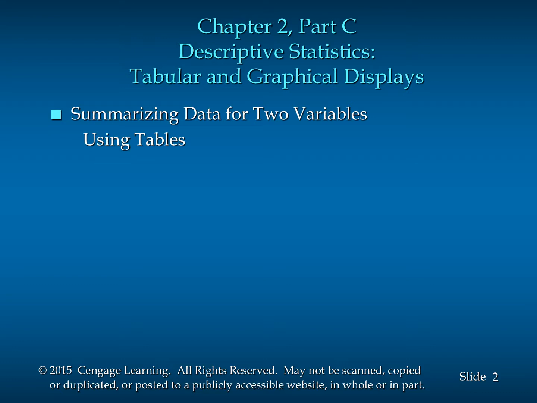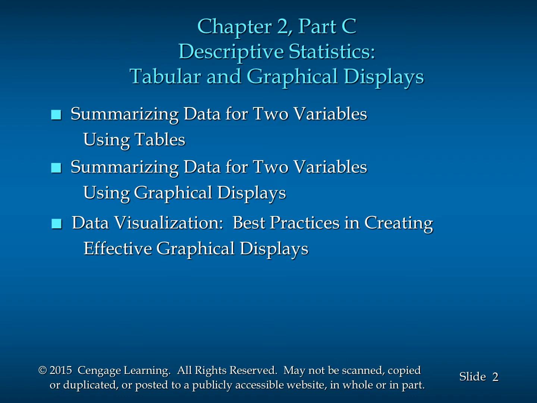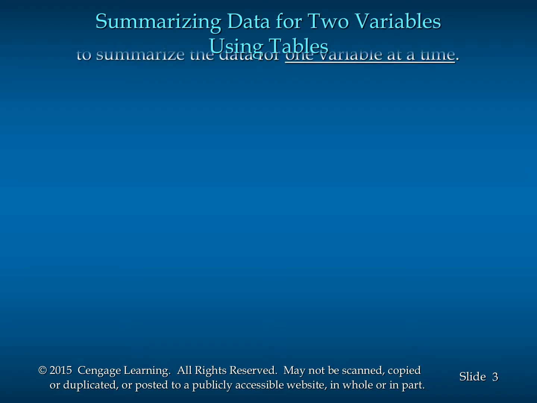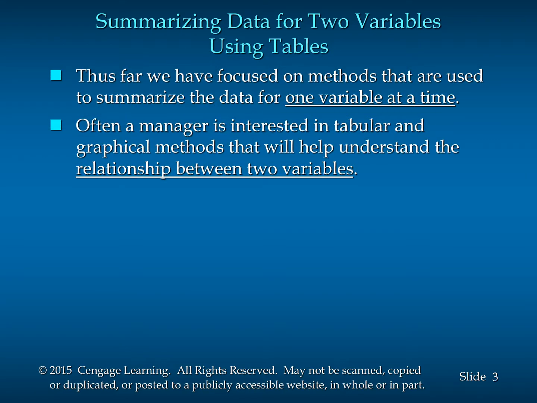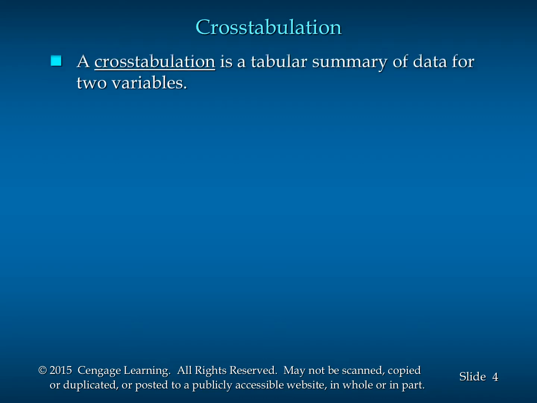In this last portion of our descriptive statistics study, we'll look at data for two variables using tables and graphs, and we'll understand a little bit more how to use effective graphical displays. If we have data where there are corresponding data values, let's say X and Y, we'll use something called tabulation to summarize that data.